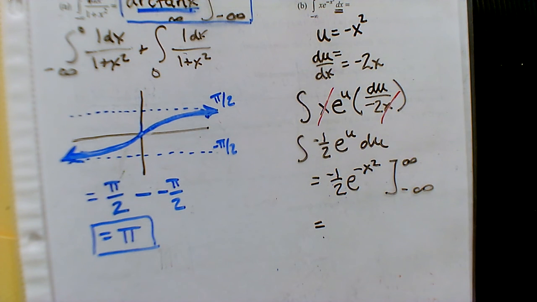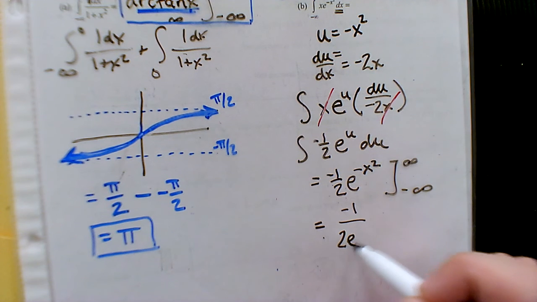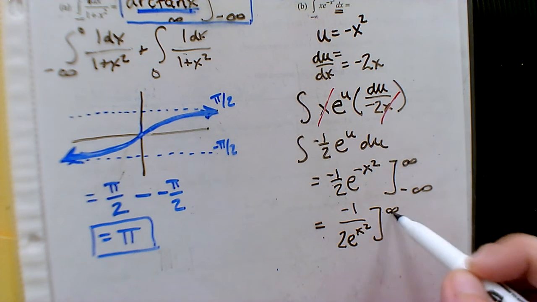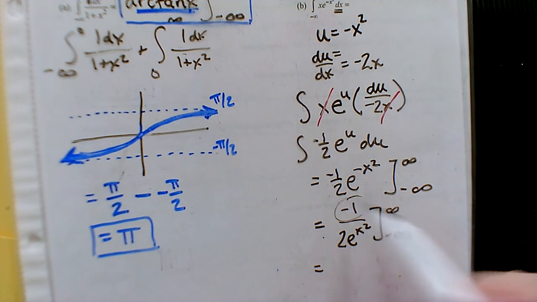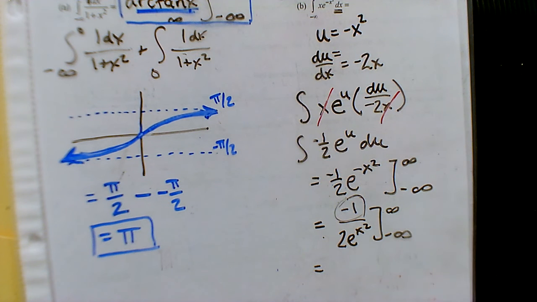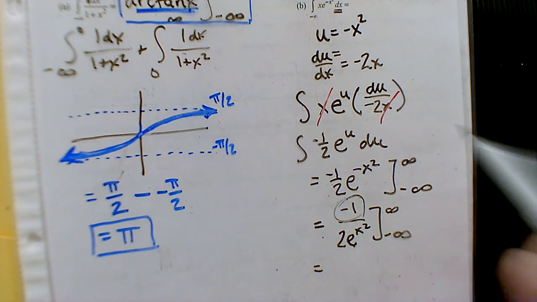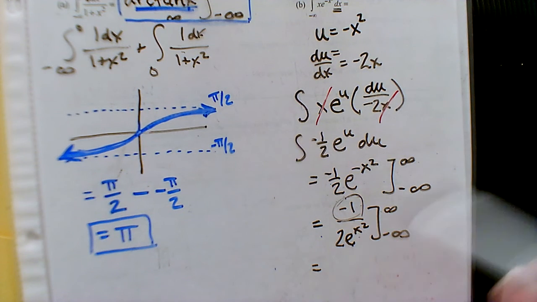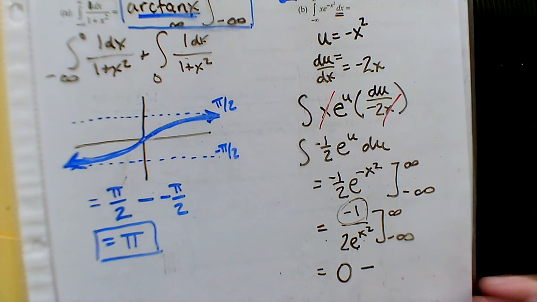Can we just shift the e to the negative x squared to the bottom? Yep. Negative power, you can move it to the bottom. And then, if you were to plug in infinity, negative 1 over an exponential, which one's growing faster? The exponential. This is a constant, the slowest growing function you'll ever have. So a constant over anything faster is going to approach 0.